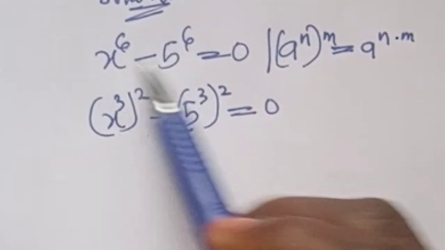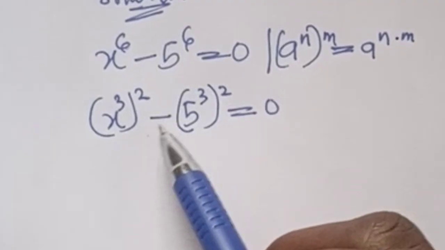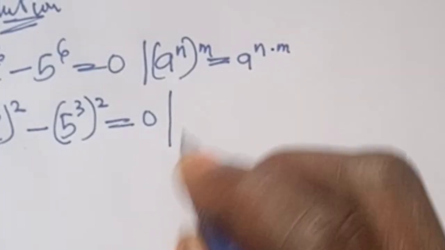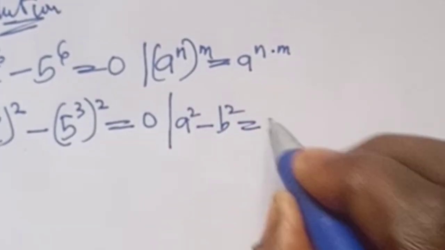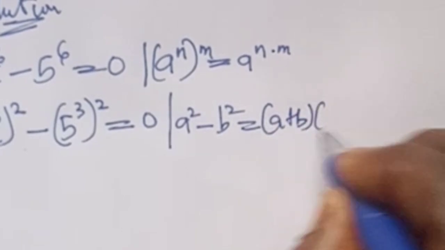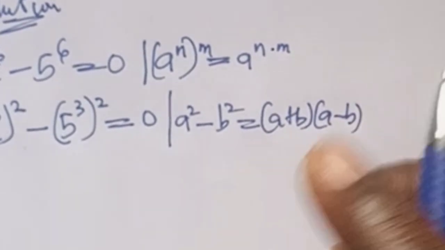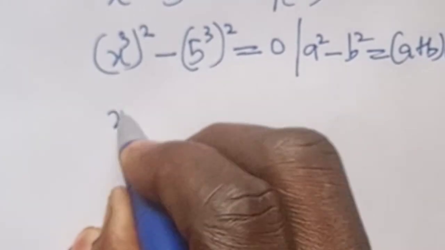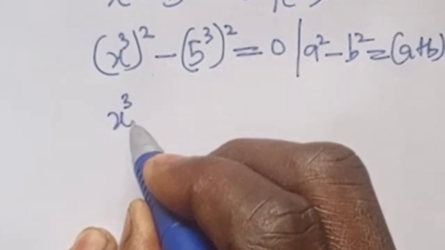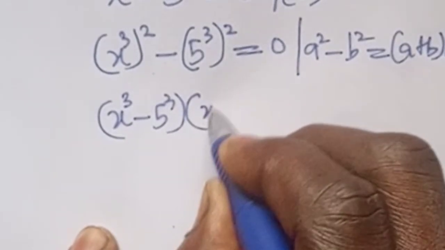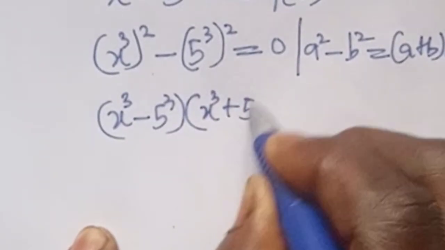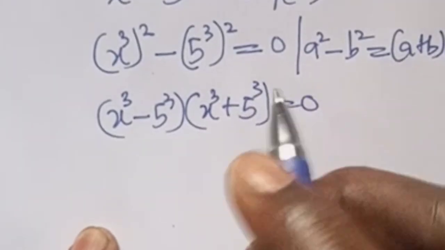So we have been able to transform our equation into a different form, that is a difference of two squares. That is to say, a to the power of 2 minus b to the power of 2 is given as a plus b times a minus b. So we're going to apply this here. So the next line becomes x to the power of 3 minus 5 to the power of 3 times x to the power of 3 plus 5 to the power of 3 equals 0.